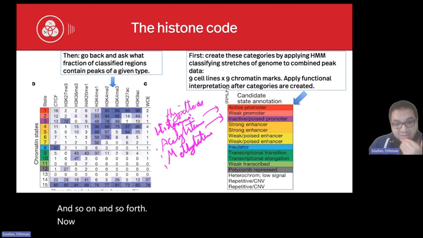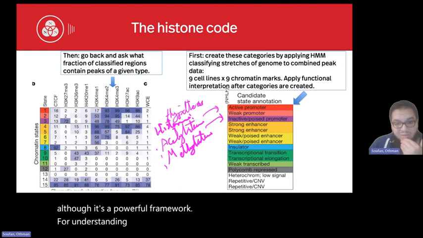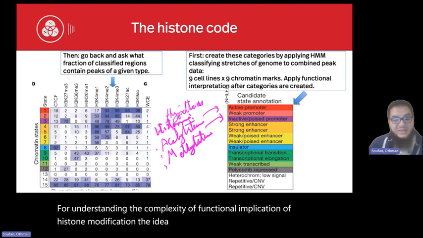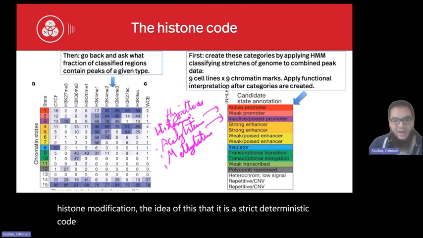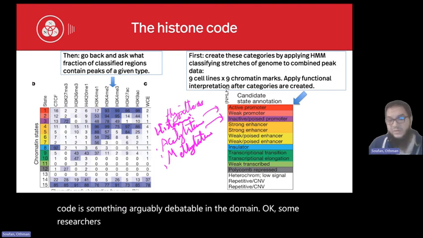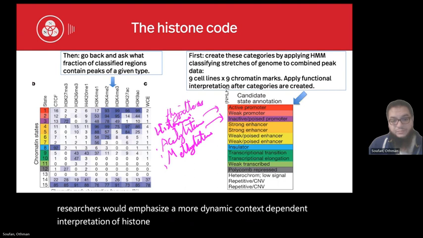Now, it is important again to know that this is a hypothesis, although it's a powerful framework for understanding the complexity and functional implication of histone modification. The idea that it is a strict deterministic code is debatable in the domain. Some researchers would emphasize a more dynamic, context-dependent interpretation of histone marks.